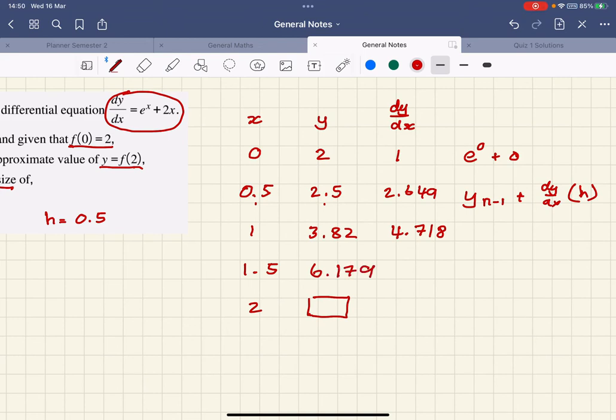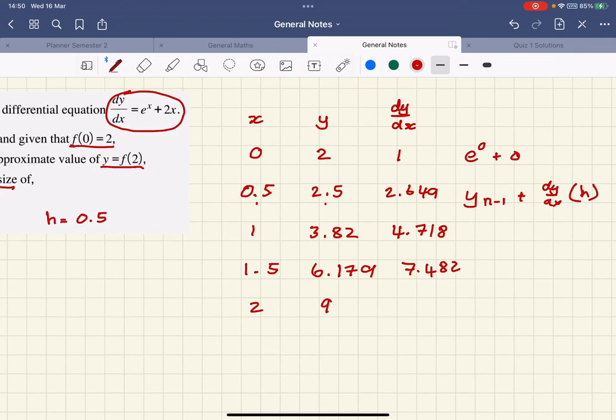Okay, work out dy by dx again. So I put in the 1.5, e to the 1.5 plus 2 times 1.5 gives me 7.482. And if I'm going too fast, just slow down, pause the video, and make sure I've got these calculations correct. Finally, I do a half of that 7.482, add on the 6.179, and I get the number 9.92.